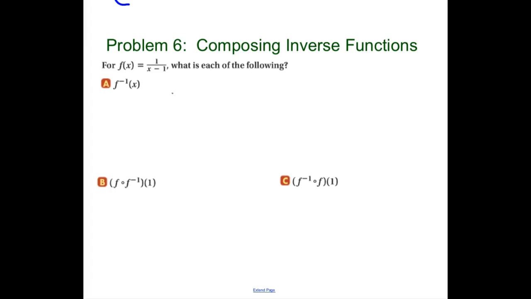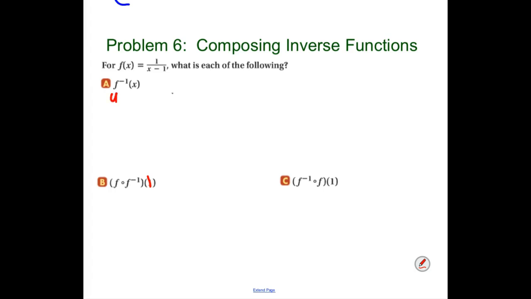We are given the function f of x equals 1 over x minus 1. They are asking me to find the inverse of it. They are asking me to do two compositions, both directions, and evaluate them both for a 1. Okay? So we're going to do this in steps. Step 1, let's figure out the inverse function.